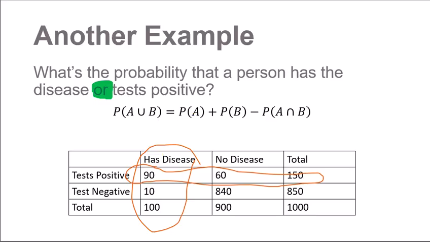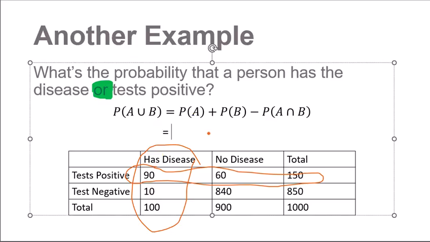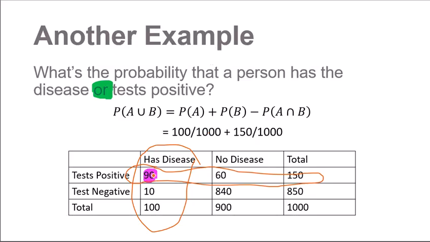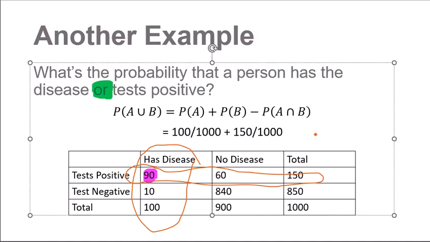So when I calculate the probability, I'm going to find the probability that a person has the disease, that's 100 out of 1,000, plus the probability that a person tests positive, that's 150 out of 1,000. But when I add those 100 and 150 people, I am double counting these 90 people who both have the disease and tested positive. So with the addition rule, I would then have minus 90 out of 1,000, which takes out that extra probability that was really double counted.